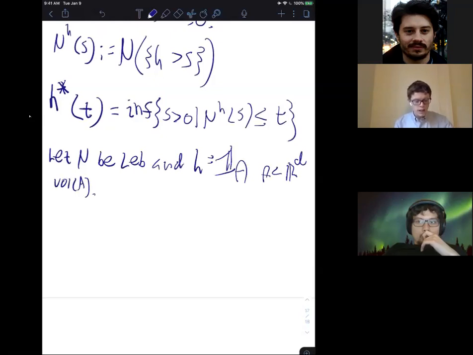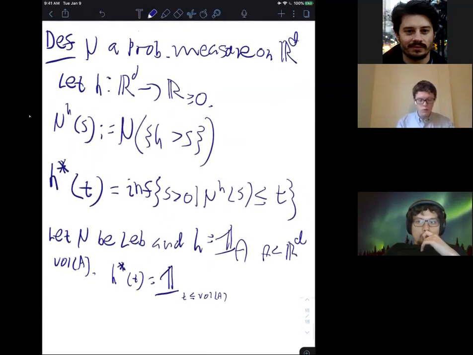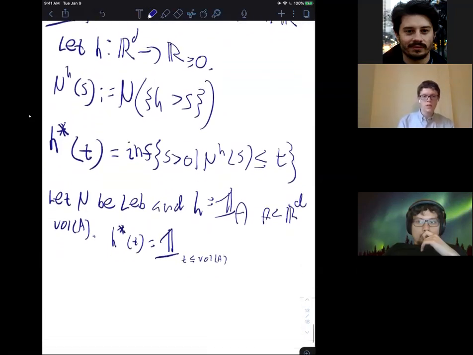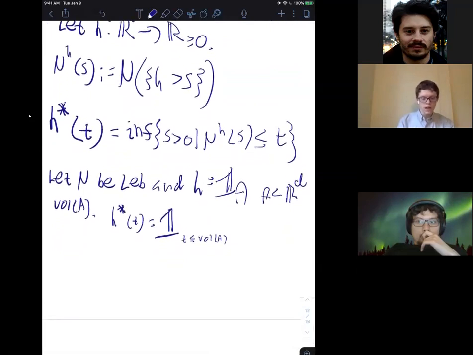So what we get is that h star of t is essentially equal to the indicator function of t being less than the volume of A. But the more geometric way of thinking about this is if we look at this mu h of s, we change this into a set that is just a ball around the origin with the same volume as this original set A.